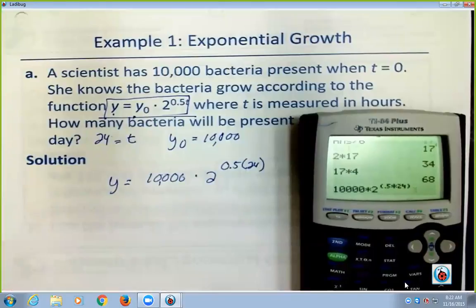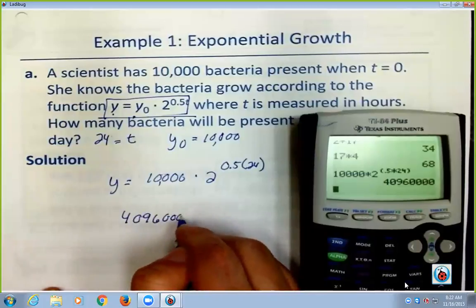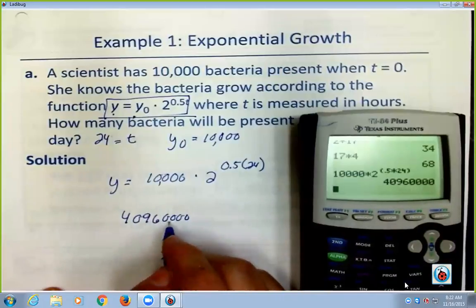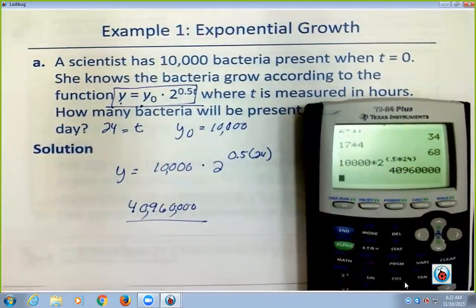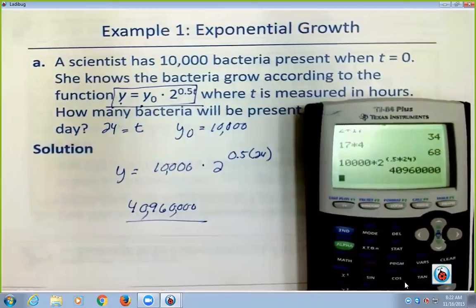And I'm going to get this thing back down. And if I hit enter, we're going to find that in that little Petri dish where there was 10,000 bacteria, after 24 hours, there are 4096000 with 4 zeros, is it? 1, 2, 3, 4. So my 10,000 bacteria now became 40,960,000 bacteria. All right. So they're a rapidly growing bacteria.